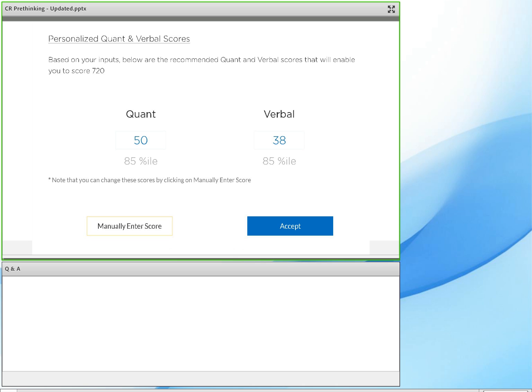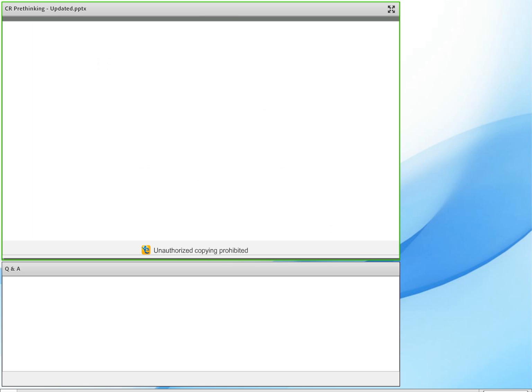Based on that, it first improves your quant score and then improves your verbal score. So it recommends a Q50 and a V38 to achieve 720. Now this is a really good recommendation. Let's say you take it. In that case, it tells you how you would get to a Q50 and how you get to a V38.